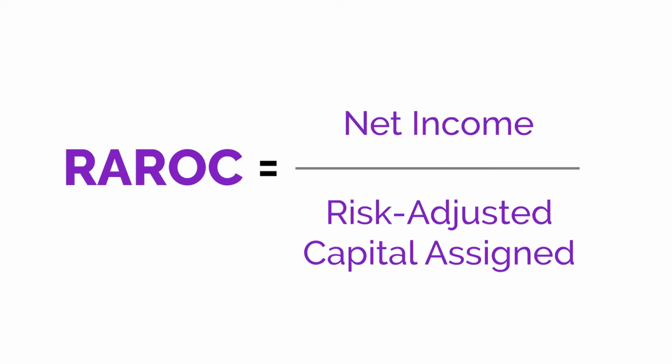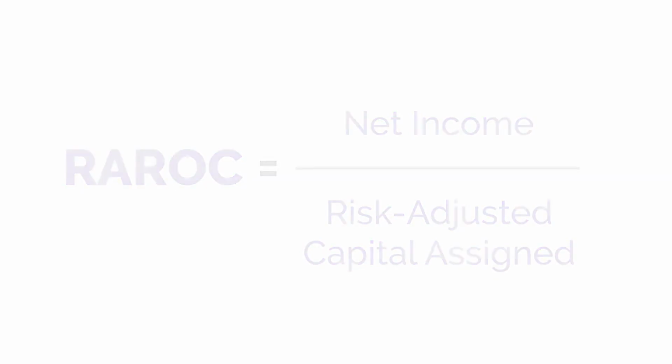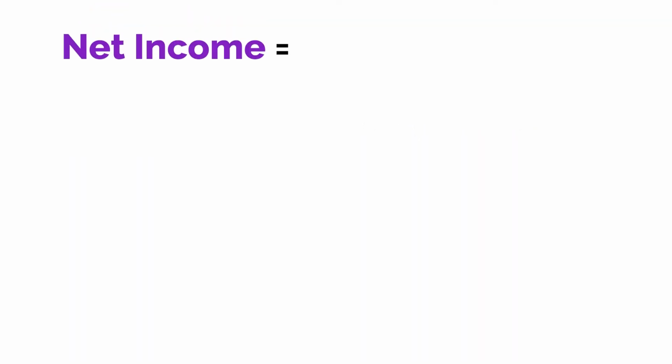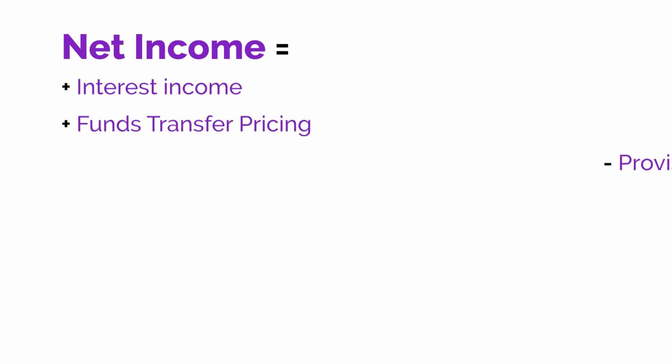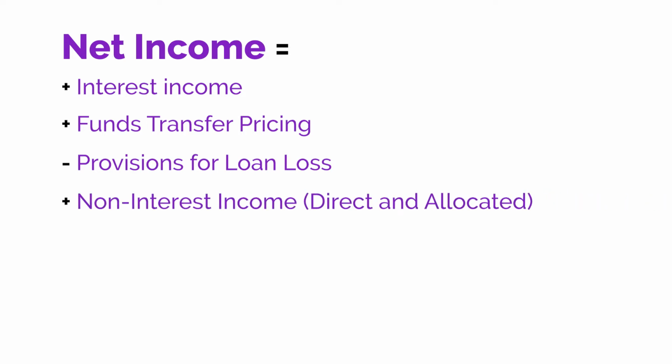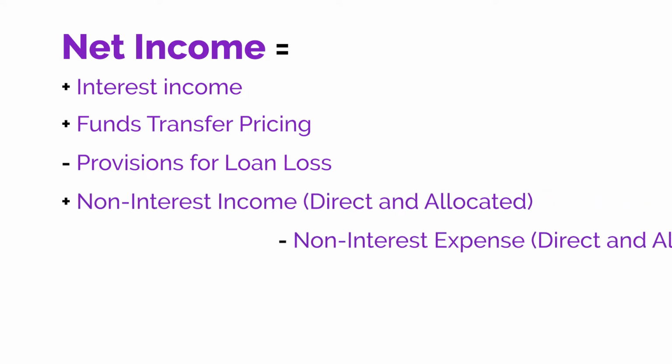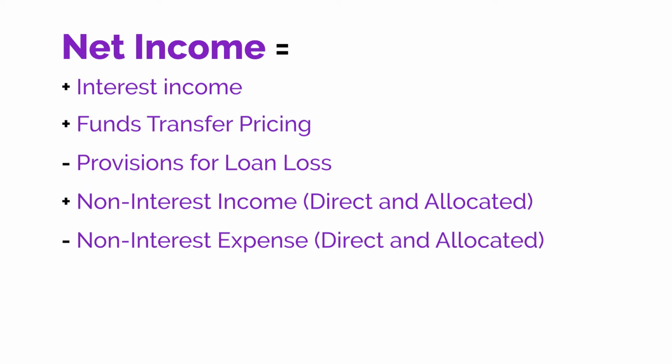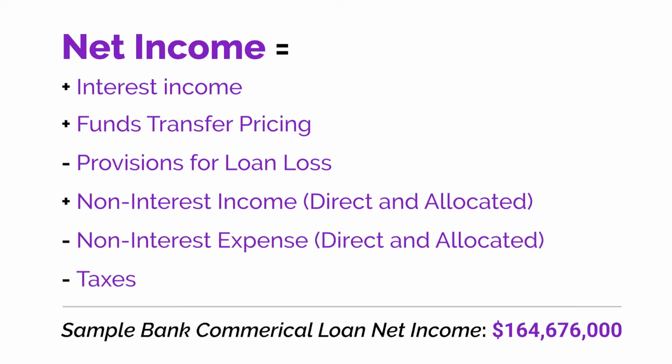So how do you calculate RAROC? The formula is net income divided by the risk-adjusted capital assigned. In the example of a commercial loan, you can see that net income would be calculated by adding interest income, applying funds transfer pricing, subtracting provision for loan loss, adding direct unallocated non-interest income, subtracting direct unallocated non-interest expense, and applying taxes. Now let's look at how to determine the denominator in the RAROC equation, the risk-adjusted capital assigned.